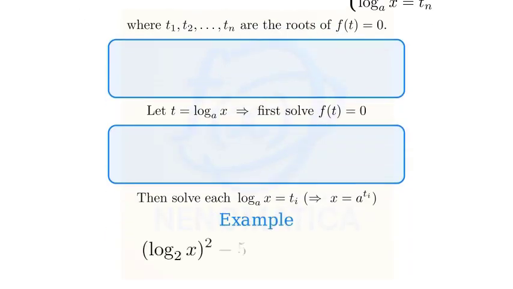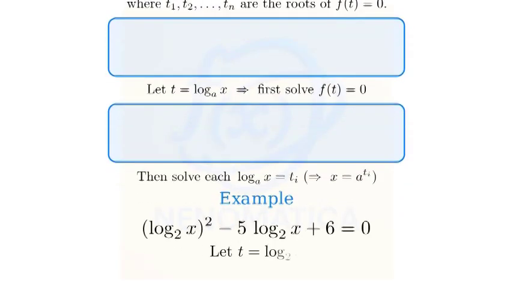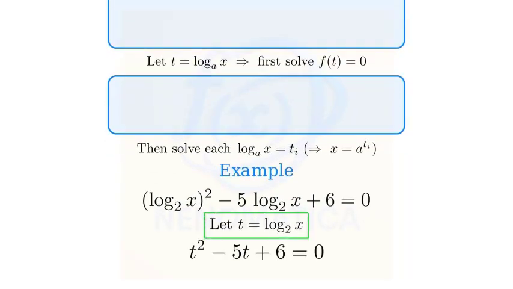Solve the equation, (log base 2 of x) squared minus 5 times log base 2 of x plus 6 equals 0. Step 1. Let t equal log base 2 of x. Then our equation becomes a simple quadratic in t. Step 2. Solve f of t equals 0.